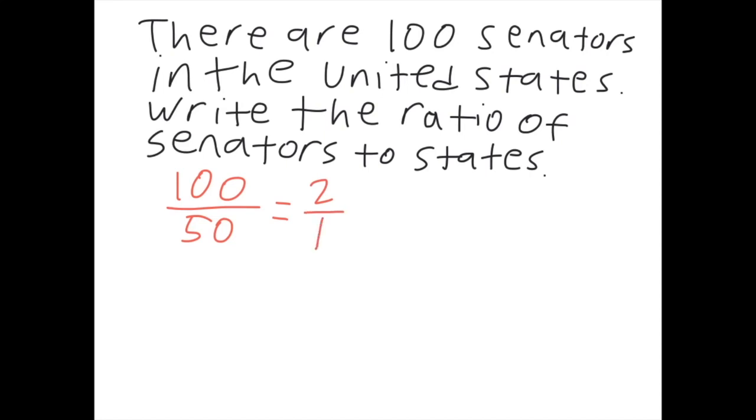Now normally you just want to say 2 to get it down to a whole number, but when you're dealing with ratios, you have to have two numbers. One thing to another thing. So 2 over 1, or you could write it 2 to 1, or in words 2 to 1. But they specifically asked for senators to states, so the 2 has to come before the 1. So the order does matter based on what they asked for.